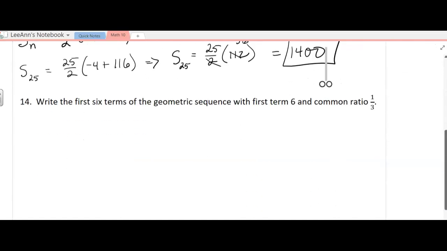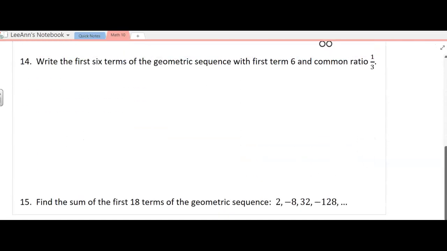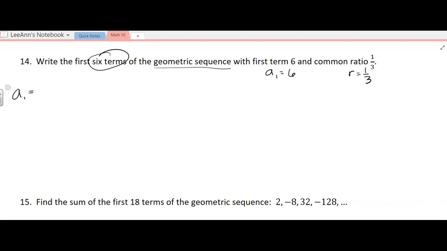I think one more, maybe 2 more. Write the first 6 terms of the geometric sequence. So now we're going geometric. That means we're multiplying by a common ratio. The first term, a sub 1, is 6, and the common ratio is 1/3. Okay, and we're just supposed to do 6 terms. So a sub 1, they tell us that, is 6. A sub 2 is going to be 1/3 times 6, because you multiply by the common ratio. So that's going to be 2.